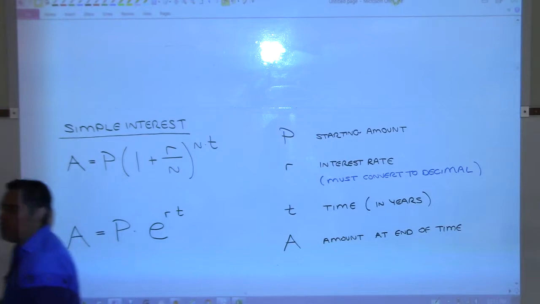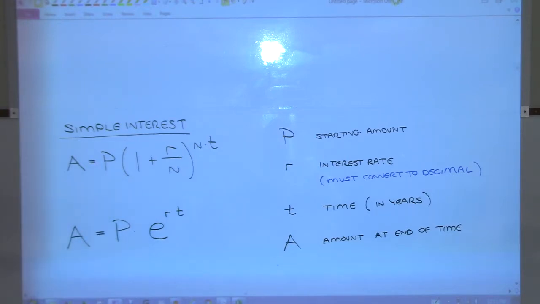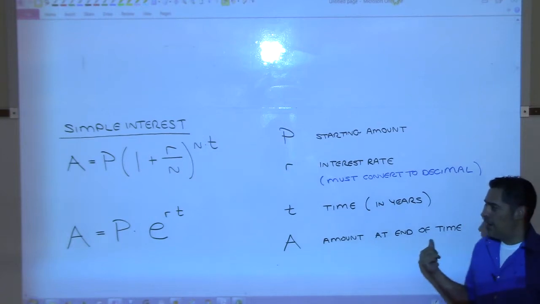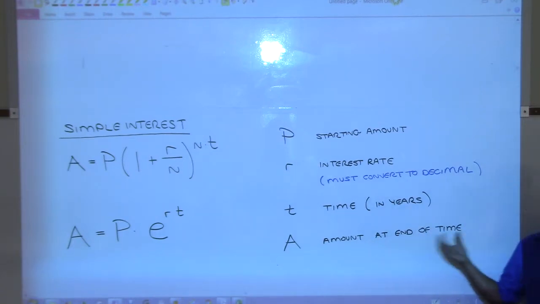That's the amount that you'll wind up owing at the end, or the amount that'll be in the account at the end. So if you're putting money into the bank and you're not going to touch it, you're just going to let it sit there and let the bank pay you for your money, the A will tell you how much at the end you will have. On the other hand, if you borrow money from the bank, this will tell you how much money you're going to owe at the end after the interest has been accounted for.